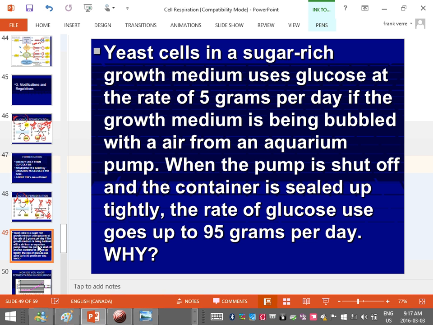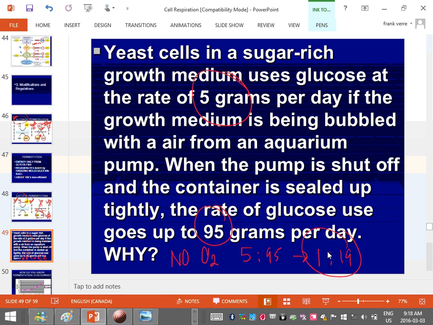Okay, so Kim, what's the answer? Okay, so there's no oxygen, right? So if we turn the pump off, there's no oxygen. Very good. So why do we use up more sugar then? It has to work harder. So if you look at the ratio of 5 to 95, right? We have 5 grams of sugar when we have oxygen, and then we use up 95 grams of sugar without oxygen. That ratio is 1 to 19.